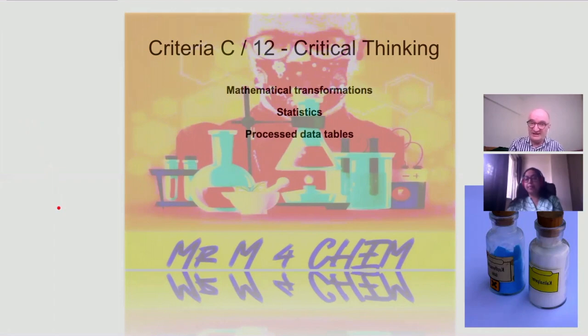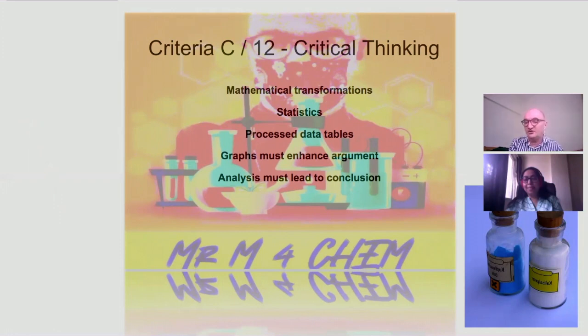Processing of data and clear data tables and analysis of the tables, discussion of the tables, reflection on the tables. The analysis of those would lead to the conclusion. And in the conclusion, you should be talking about any processed data tables that you've got, talking about any graphs that you have made, and they should be enhancing the argument. I suggest that the key word on this whole slide is arguments, and you're developing the arguments that will support or maybe not support your research question.